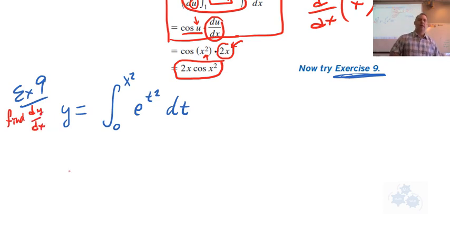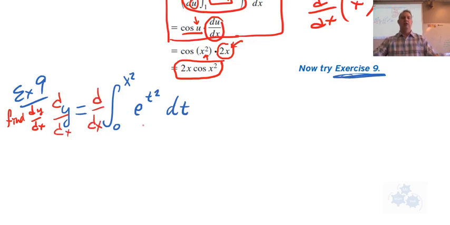Find dy dx. So, it would be very tempting when we take the derivative of both sides with respect to x to just say, hey, my answer is e to the x squared. But you can't do that, can you? Because this is not just a plain old x. So we can't do that. This is bad. But what we can do is change this to u and change this to u.